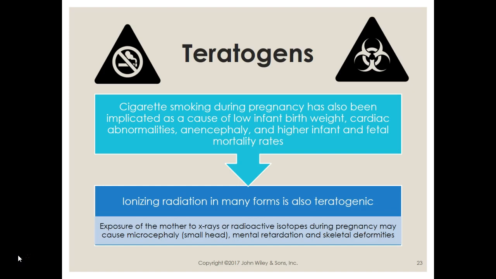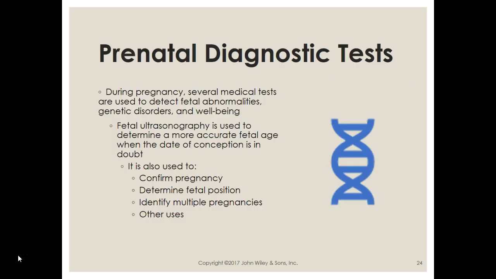So for instance, if the mother is exposed to X-rays or the radioactive isotopes when the head is developing, then it may actually cause the head to be very small in relation to the rest of the body, and that's a condition that's called microencephaly. Can also lead to mental retardation and other skeletal malformations. So anytime that a mother needs to have an X-ray or these types of studies, caution is very, very much advised, especially during the first trimester of development when, of course, the organ systems and the limbs are forming.